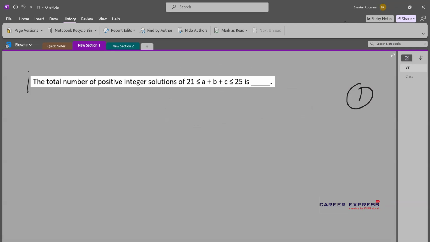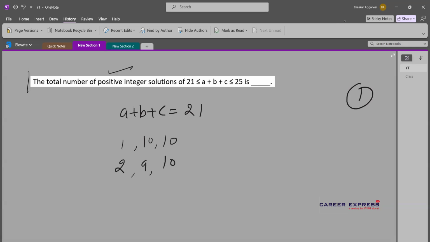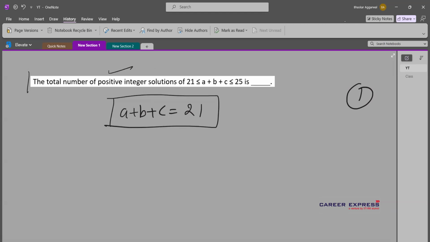Even if the question were only that A plus B plus C is equal to 21, and not this range, A, B and C can still have many values. A, B and C are positive integers, which means 0 is not possible, but they still can have many values. A can be 1, B can be 10, C can be 10. That is also possible, the sum will be 21. A can be 2, B can be 9, C can be 10. There are multiple such values possible. So how can we solve this simple question first? If A plus B plus C is 21, how many different positive integer solutions are there?